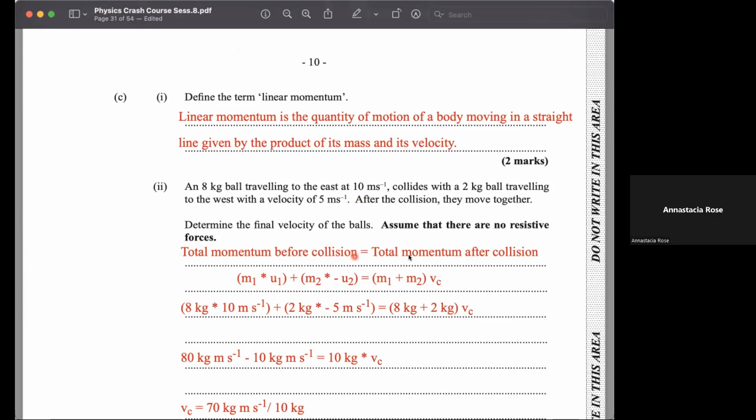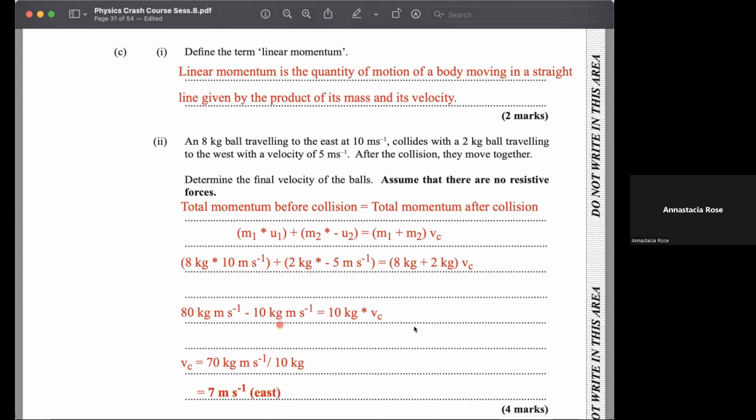Right? So all we need to do after the collision: the mass is 8 plus 2, and we multiply the mass by the common velocity with which the masses travel. So we work out the total momentum before, which would be equal to 70 kilogram meters per second, and we divide it by the combined mass, which gives a velocity of 7 meters per second. So we get a positive velocity. It means that the bodies will move together going towards the east.